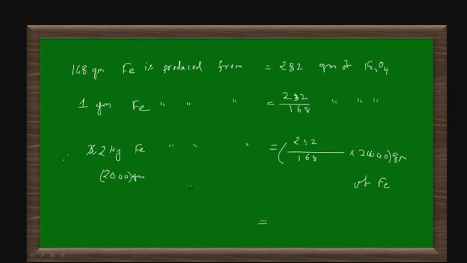2761 gram of Fe3O4, or in kilogram, 2.761 kilogram of Fe3O4. So you can simply calculate the amount of Fe3O4 required by using this simple stoichiometric calculation.